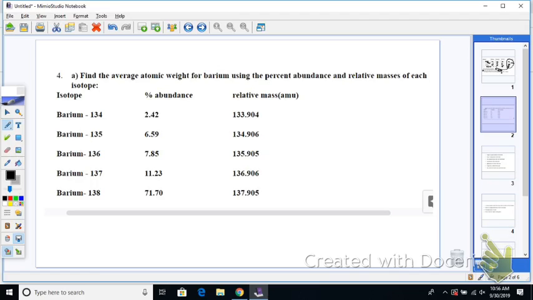Do you turn over the back? Okay, on this one, these are percentages. They'll add up to 100%. So 100% of the weight is the averages of all these when you multiply it by their percentage. So this would be divided by 100, so it'd be 0.0242. This is 0.0659, 785.